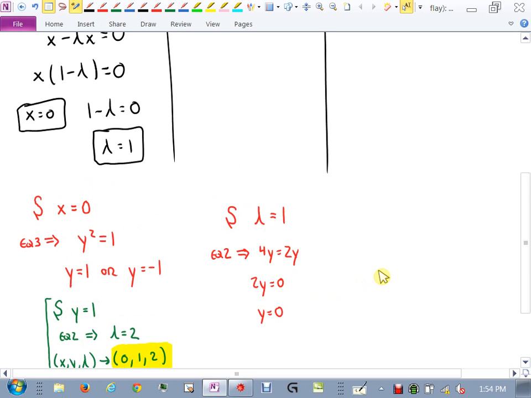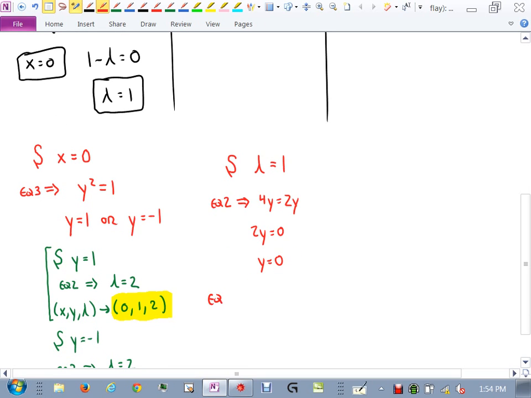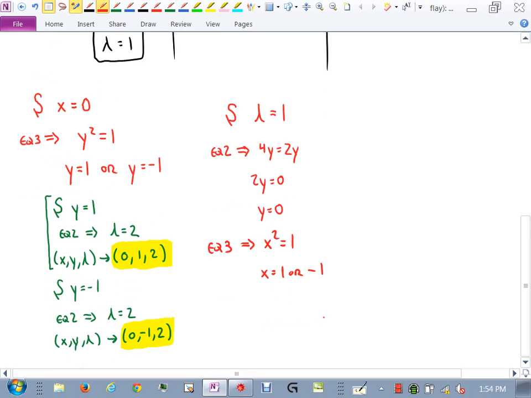What does that tell you? If y is 0, equation 3 tells you what? x squared must be 1, which means x must be 1 or -1. And guess what? You have to look at both of them, right? So do we have a triple here? Well, we have lambda's 1, we have y, because of that y has to be 0, and because of that, we could have an x be two different things, right?